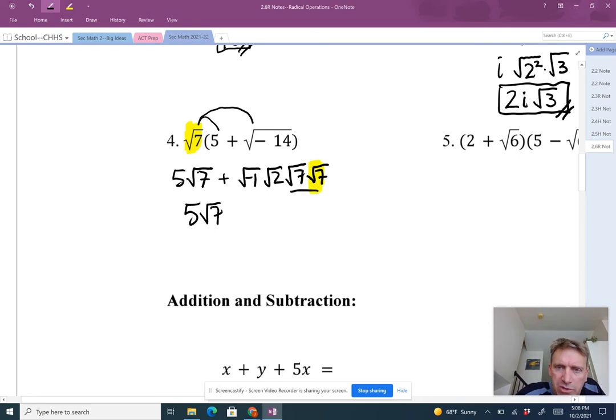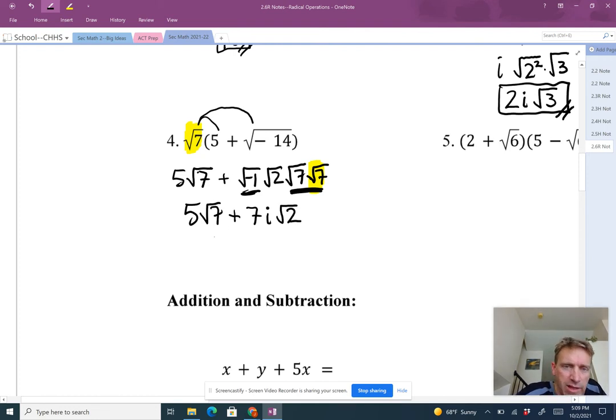These two right here, the square root of 7 times the square root of 7 is 7. So that's plus 7. The square root of negative 1 is the imaginary unit i, times finally the square root of 2.